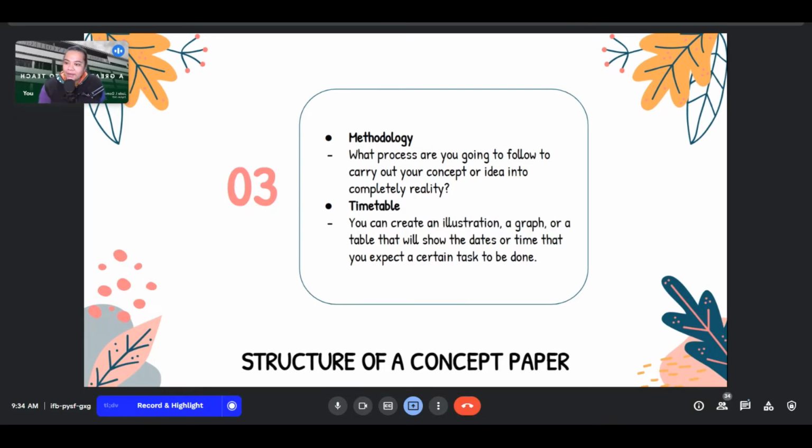Okay? The timetable is usually used if your concept paper has what? Has action. If your concept paper is more focused on the project or on a certain program. Okay? So, yan po.